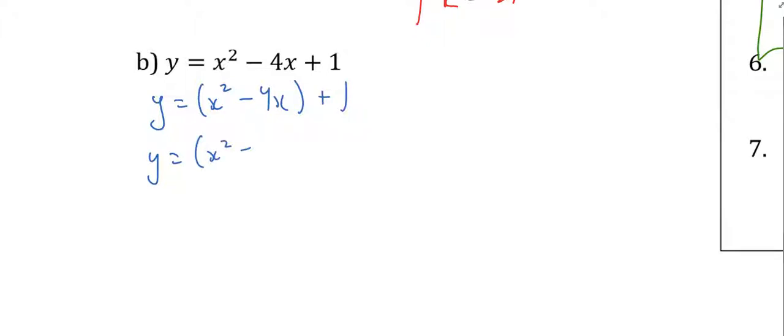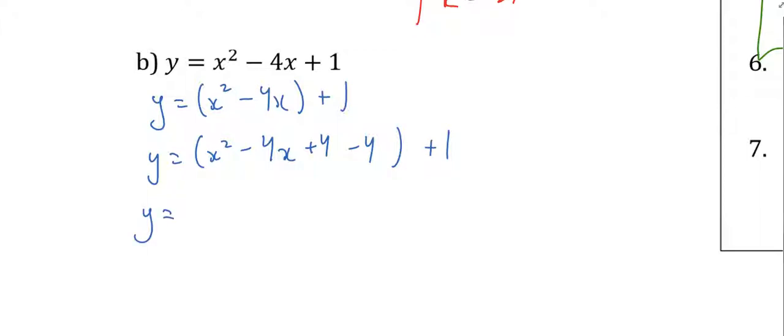I take half of the x term, which is 2. I square it, so 2 squared is 4. And I add it and subtract it. So 4 is the number we want. So plus 4 minus 4. The plus 1 is still outside.